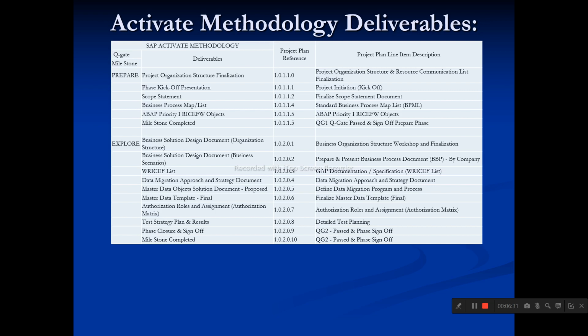So here you can see there is a preparation phase, right? In the preparation phase, what do we do as a consultant? The prerequisites we already told: you should have completed the basic training. Once you have completed the basic training, then only you are eligible to do an implementation project, whatever your module, like EWM, WM, MM, SD or FICO. You should know the basic configurations.